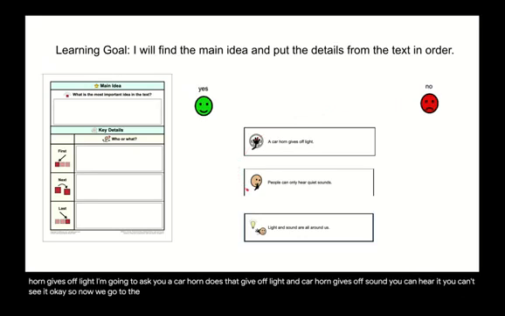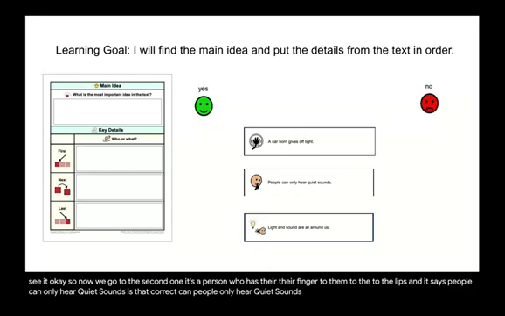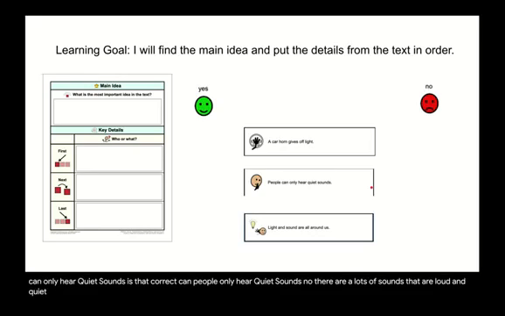Okay, so now we'll go to the second one. It's a person who has their finger to their lips, and it says, people can only hear quiet sounds. Shh. Is that correct? Can people only hear quiet sounds? No, there are lots of sounds that are loud and quiet. Car horns are loud. Whispering is quiet. So that is no.